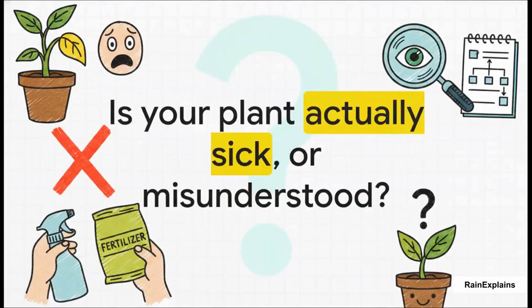So picture this. You notice a yellowing leaf on your absolute favorite plant, and instant panic sets in. Your gut instinct? Probably to reach for the nearest spray bottle or fertilizer, right? But hold on a second. Is your plant actually sick, or is it just misunderstood? Before we jump to conclusions and potentially do more harm than good, we've got to adopt an investigator mindset. Because a true professional diagnostic inquiry doesn't start with wild guesses. It follows a really logical progression to eliminate variables and isolate the true cause of the problem.